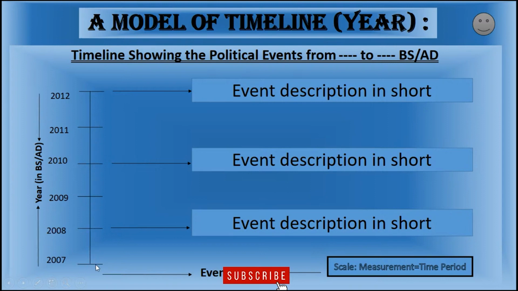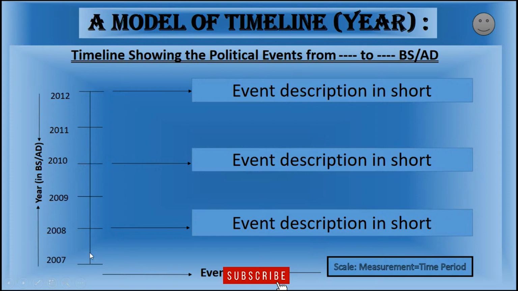All gaps should be equal. So 1 inch, and 2007, 2008, 2009, 10, 11, 12. In this way you can keep on marking. It means taking a ruler, you exactly measure here. Is it 1 inch or 1 centimeter or 2 centimeters? The gap should be exact.